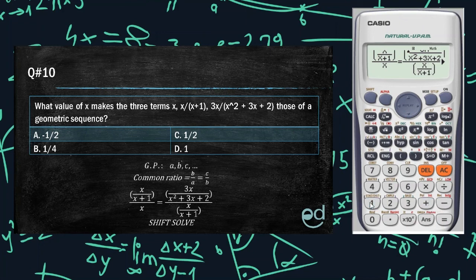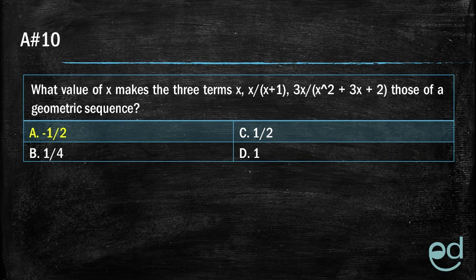And then we press shift solve. We just put any number, for example, negative 1/2. And then press equal. So the value of x is negative 0.5, or also equal to negative 1/2. So let's check our answer. The correct answer is A, negative 1/2.